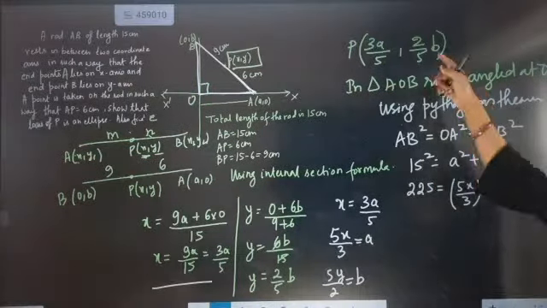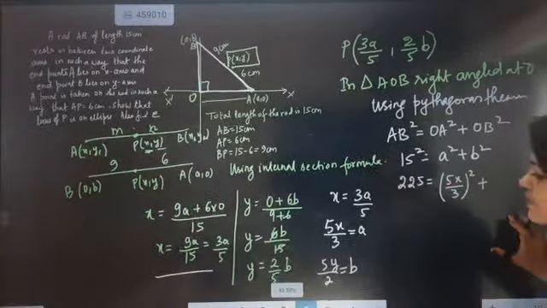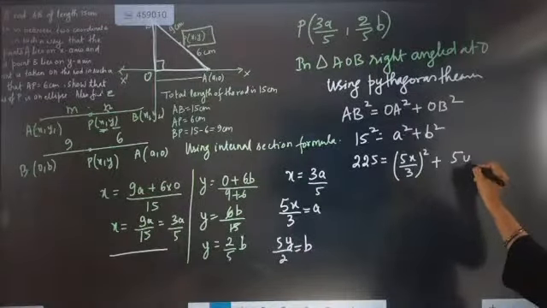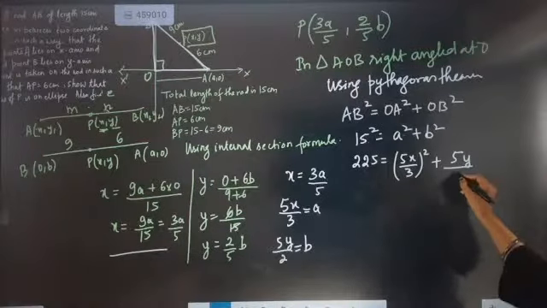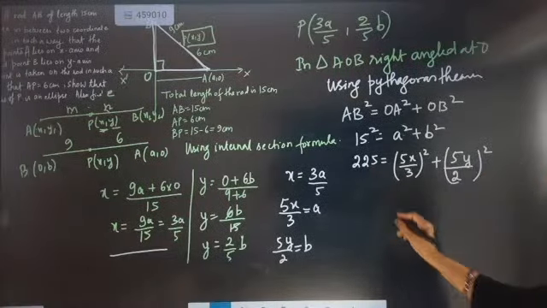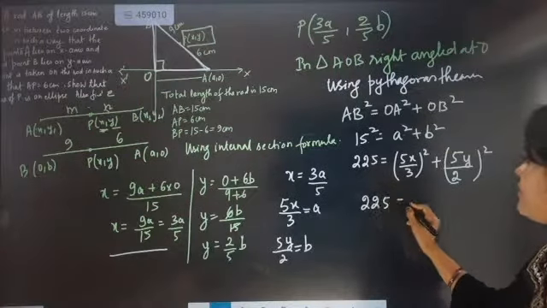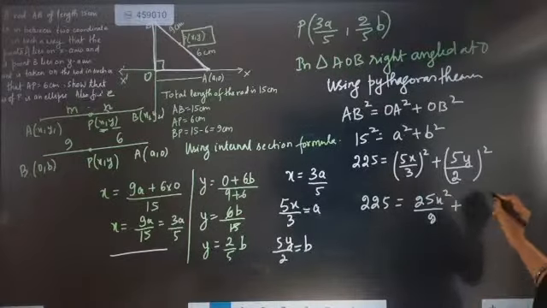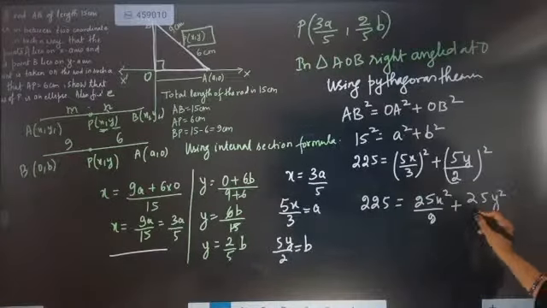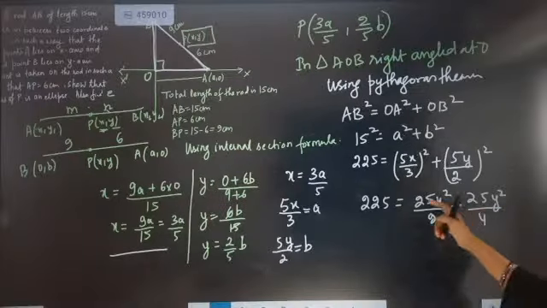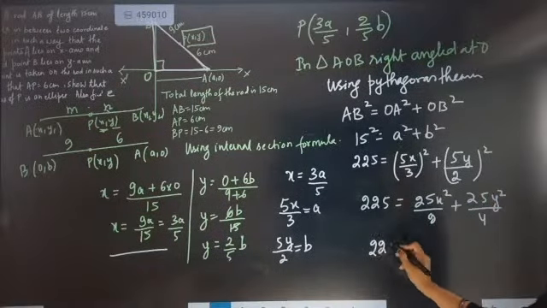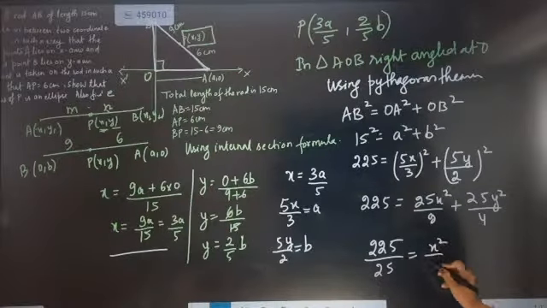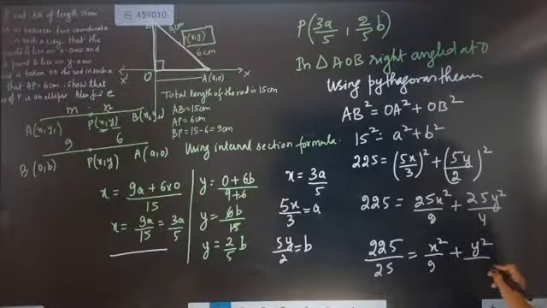So that's what I told you. We are not going to do anything with this point P. Now b will be written as (5y by 2) whole square. So now it is coming as 225 equals 25x square by 9 plus 25y square by 4. So now 25 we will shift this side. So 225 by 25 equals x square by 9 plus y square by 4.